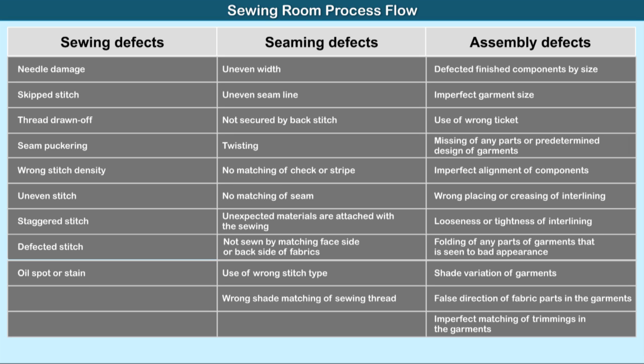or stain. Seaming defects: uneven width, uneven seam line, not secured by back stitch, twisting, no matching of check or stripe, no matching of seam, unexpected materials attached with the sewing, not sewn by matching face side or back side of fabrics, use of wrong stitch type, wrong shade matching of sewing thread.